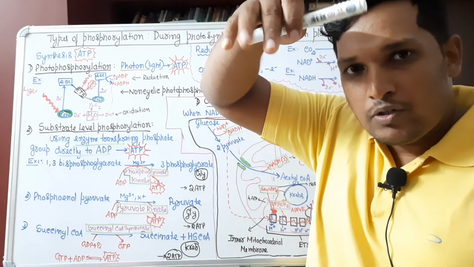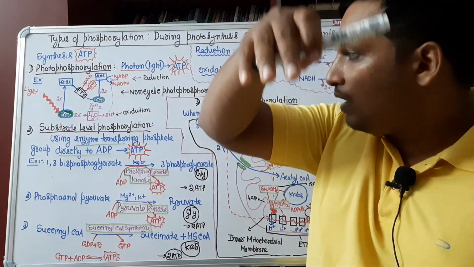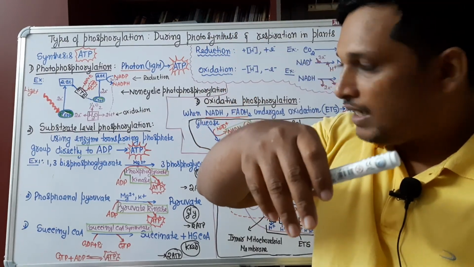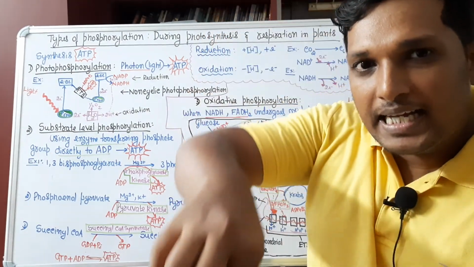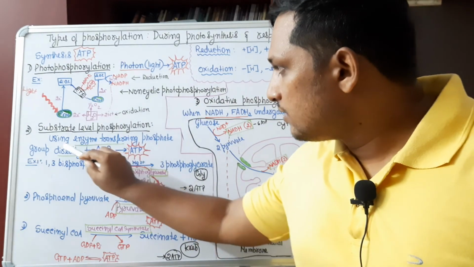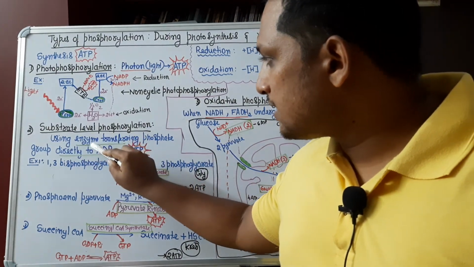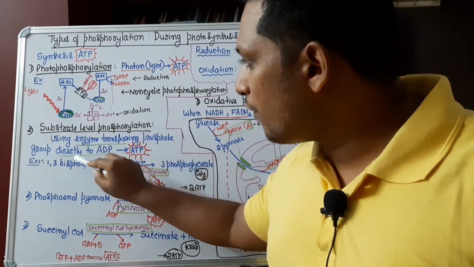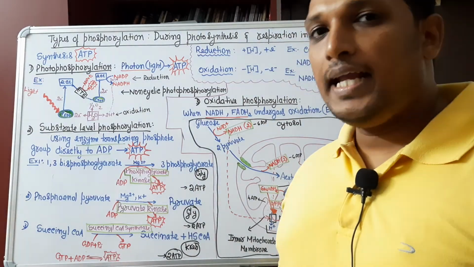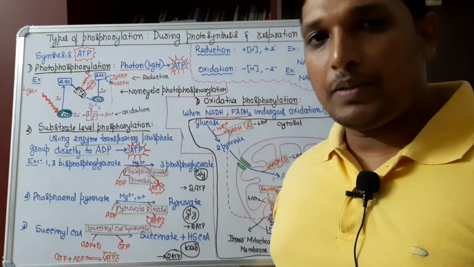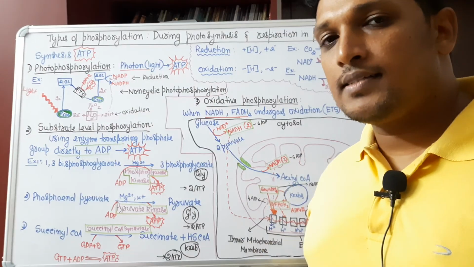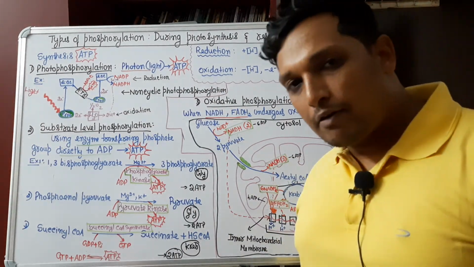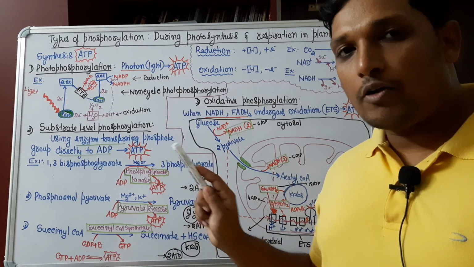What the enzyme will do is transfer the phosphate group directly to the ADP. So substrate level phosphorylation refers to an enzyme transferring a phosphate group directly to ADP, hence there will be preparation of ATP. Let us understand. During glycolysis, at two steps, there is substrate level phosphorylation. These are important, you have to remember.